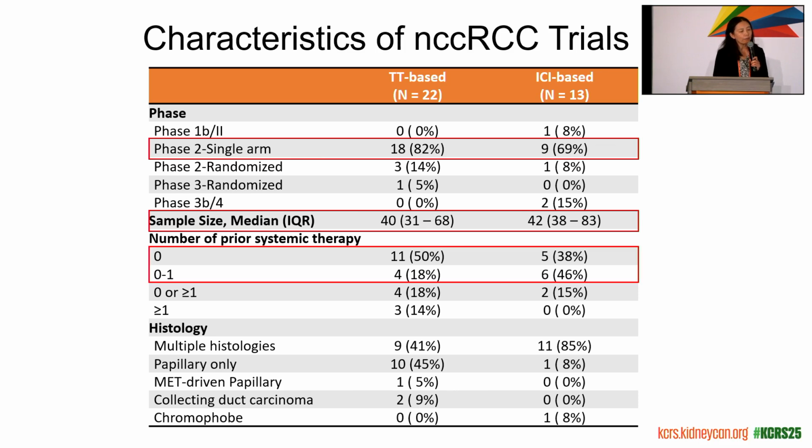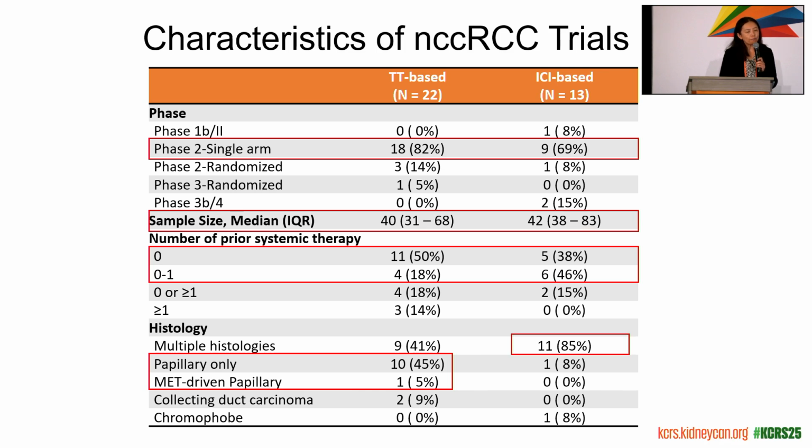About patient characteristics, most of the trials require low prior therapy or only up to 1 line of prior systemic therapy. Regarding histology, for targeted therapy-based trials, almost half of the trials focus on papillary RCC. But for ICI-based trials, the majority, 85%, include multiple histological subtypes.